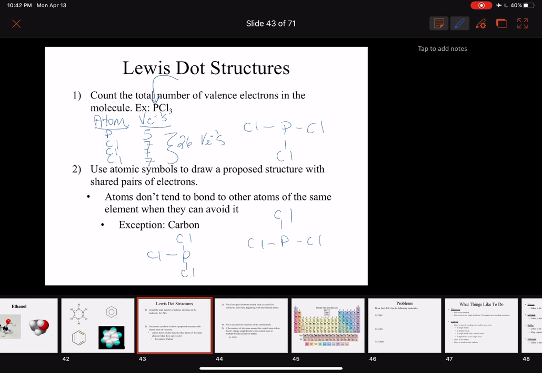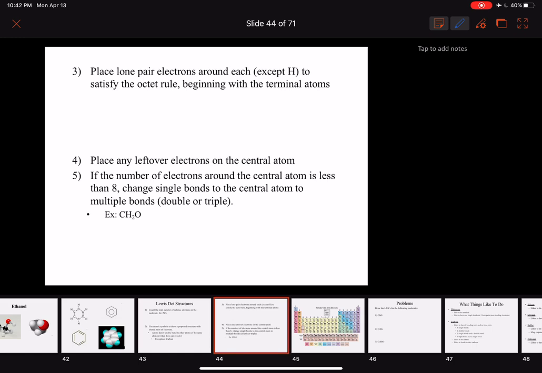Number 2 also says at the bottom that carbon is the exception to the general rule that atoms don't tend to bond to other atoms of the same element if they can avoid it. That's because carbons love to bond to other carbons. And they also love to bond to hydrogens. If we remember carbons like to bond to other carbons, then we'll have a lot easier time when we go on to draw big old molecules called hydrocarbons. All right, going on to the next slide.